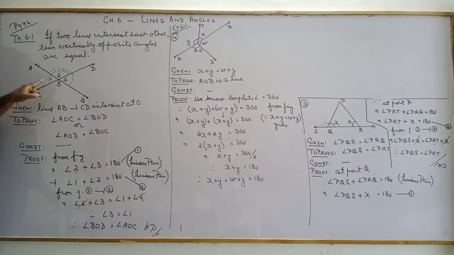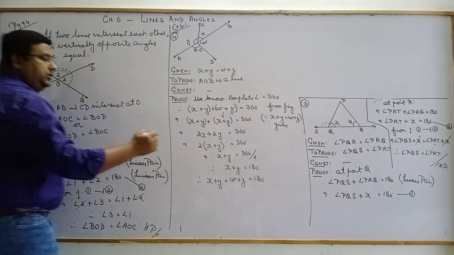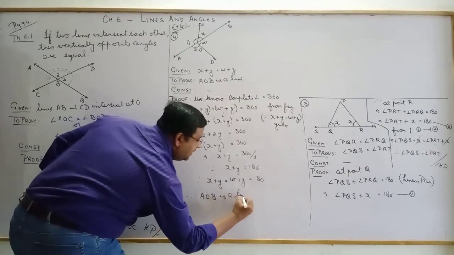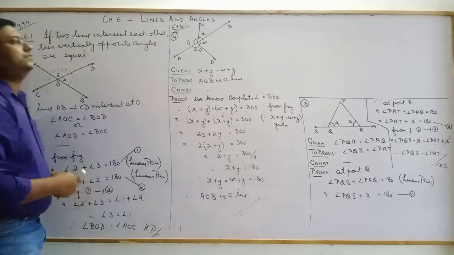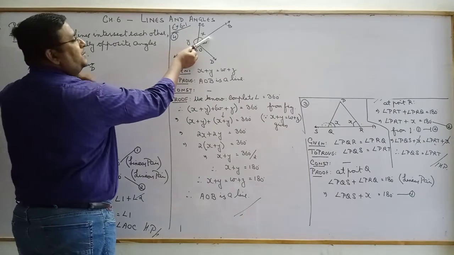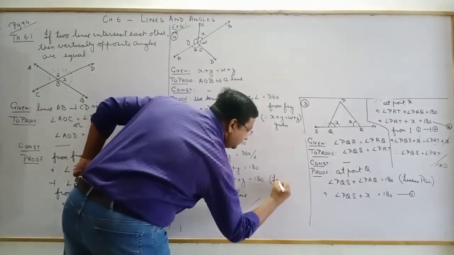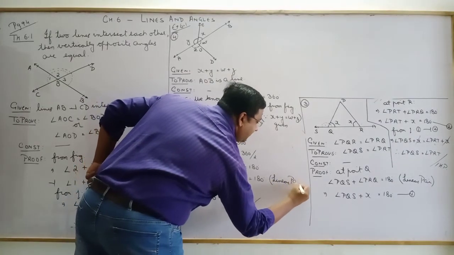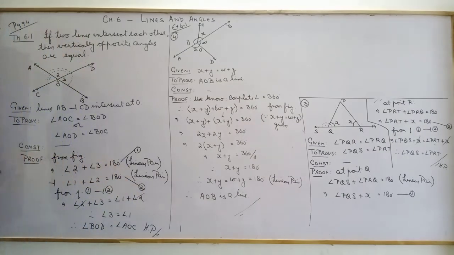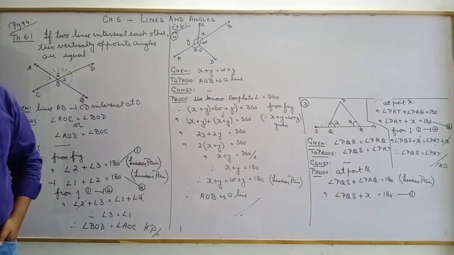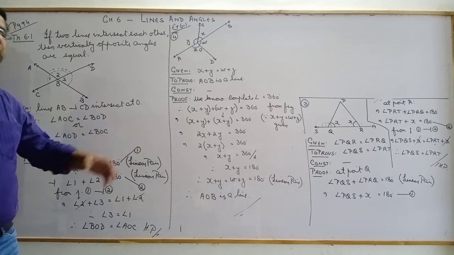A linear pair. We had used the same concept over here. So therefore AOB is a line, hence proved. Because x plus y is making what? A linear pair. Simple. No thinking, nothing new. We know what a 360 degree complete angle is. We have studied it in lower classes. So it is not new.